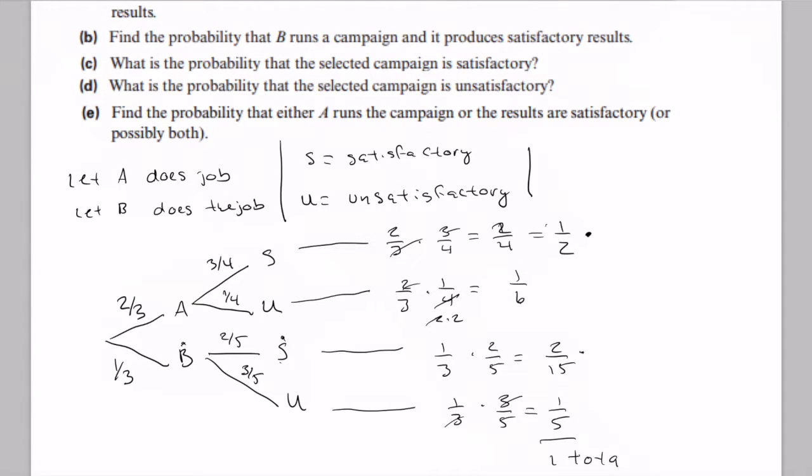C. What is the probability that the selected campaign is satisfactory? Okay, so that's P(A intersection S) plus P(B intersection S) equals 1/2 plus 2 out of 15, which equals 19 out of 30.